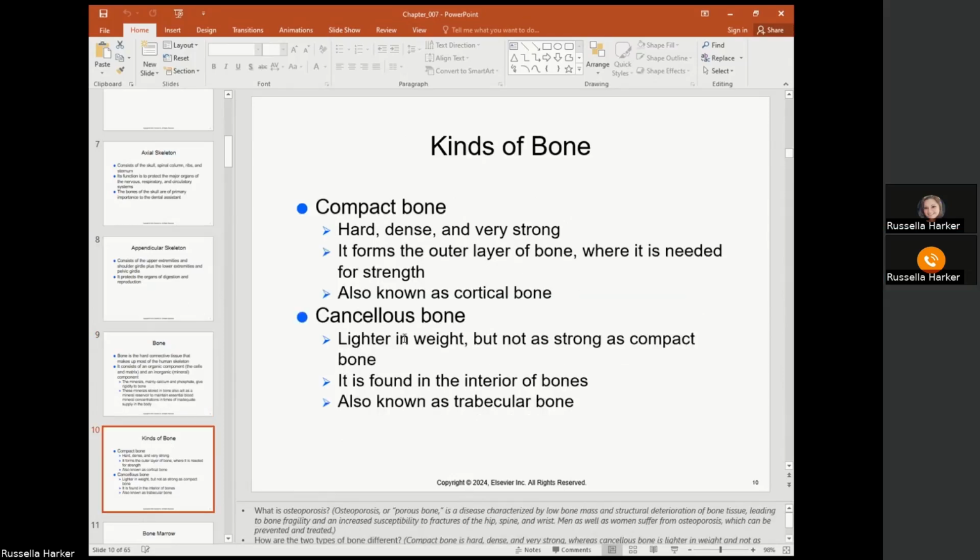So there are two different kinds of bone. There's compact bone and cancellous bone. Compact bone is the hard, dense, strong bone that forms the outer layer of your bones, and cancellous bone is lighter in weight. It's not as strong as compact bone and is found on the interior of the bone. If you've ever had a piece of chicken and you've broken that bone apart, on the inside, that more web-like bone is the cancellous bone, and that harder bone on the outside is the compact bone.